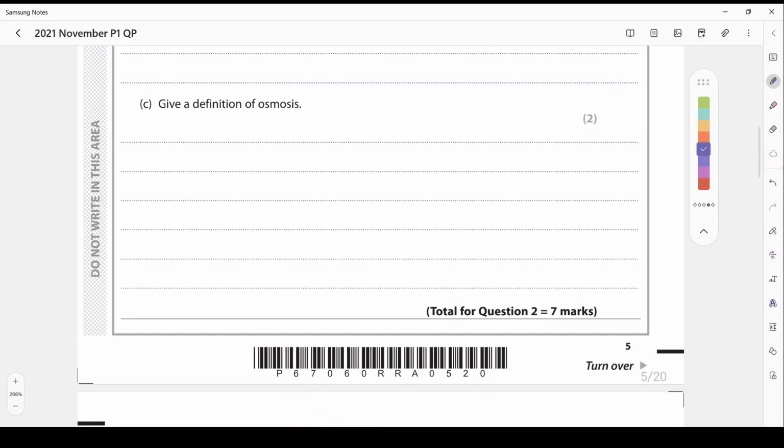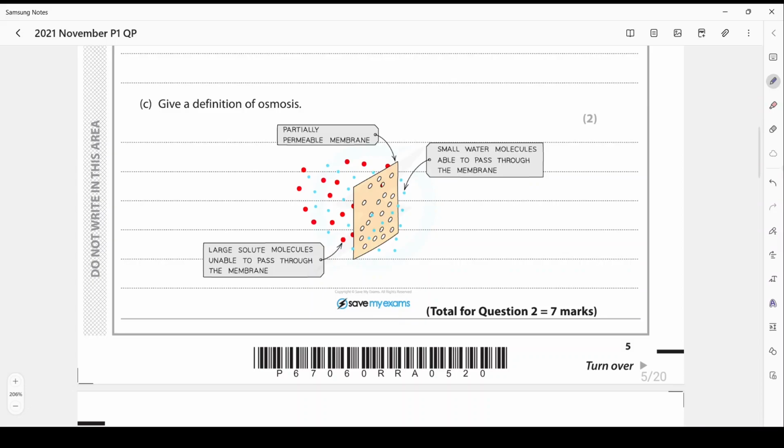So osmosis is the movement of water. Some people also call it the diffusion of water as well. So it goes from a region of high water potential to a region of low water potential. Actually, let me include a diagram here. So osmosis can only occur through a partially permeable membrane that doesn't allow the larger solute molecules to pass through, and would allow water molecules to pass through. So here you would have low water potential. Here you would have high water potential, and the water is going to move from here to here. Okay, let's remove all of this.